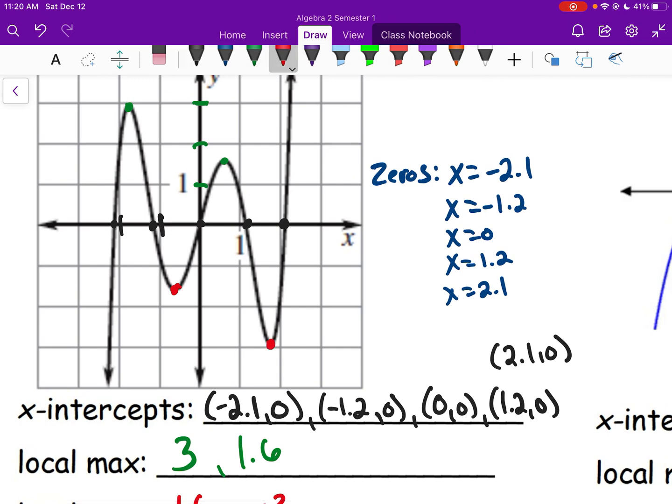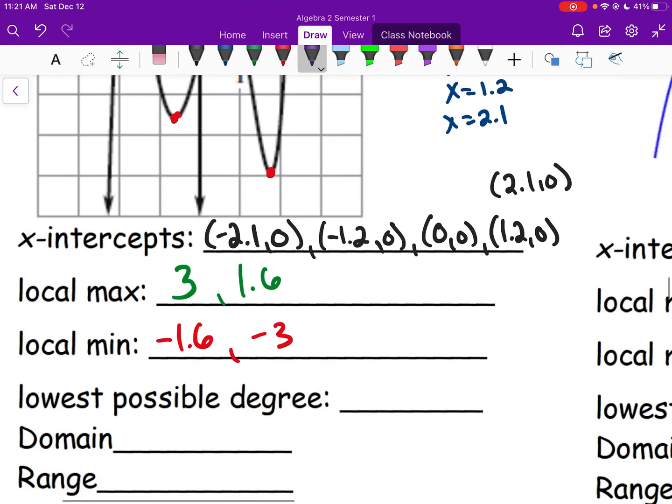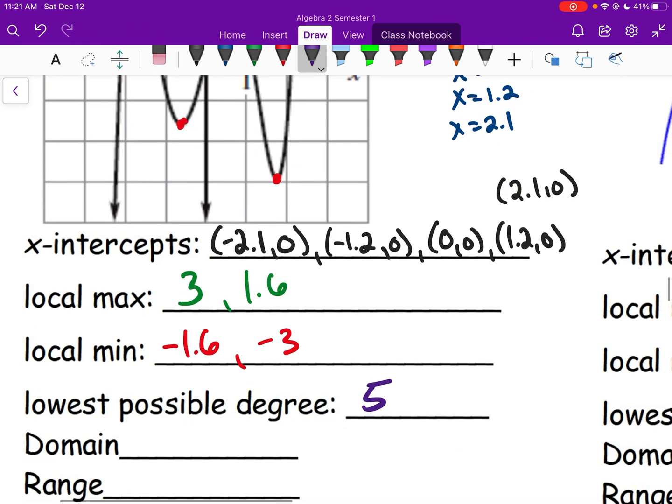And the turning points is always 1 less than the degree. Okay, maximum of 1 less than the degree. So I had 4 turning points, so this could possibly be a degree 5. Now, going beyond that, we could have some more turning points, but from what we're given, 4 turning points, so lowest possible degree would be 5.